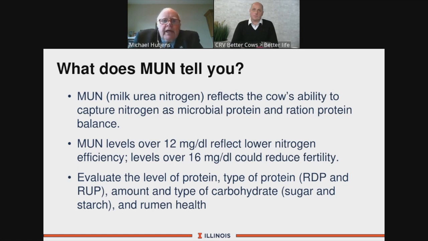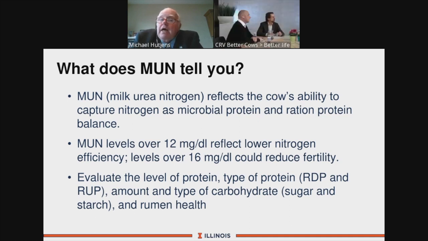Let's just say a quick word on MUNs. Some of you may have heard about milk urea nitrogen. We think it's a tremendous tool, just like feed efficiency is a tremendous tool, because I can listen to my cows talk to me. So milk urea nitrogen reflects the cow's ability, or I should say the cow's rumen microbes, to capture nitrogen as microbial protein. If the rumen microbes do not capture that ammonia, that breakdown, that soluble rumen degraded protein from other sources, ends up going to ammonia, and that goes across the rumen wall, goes to the liver.